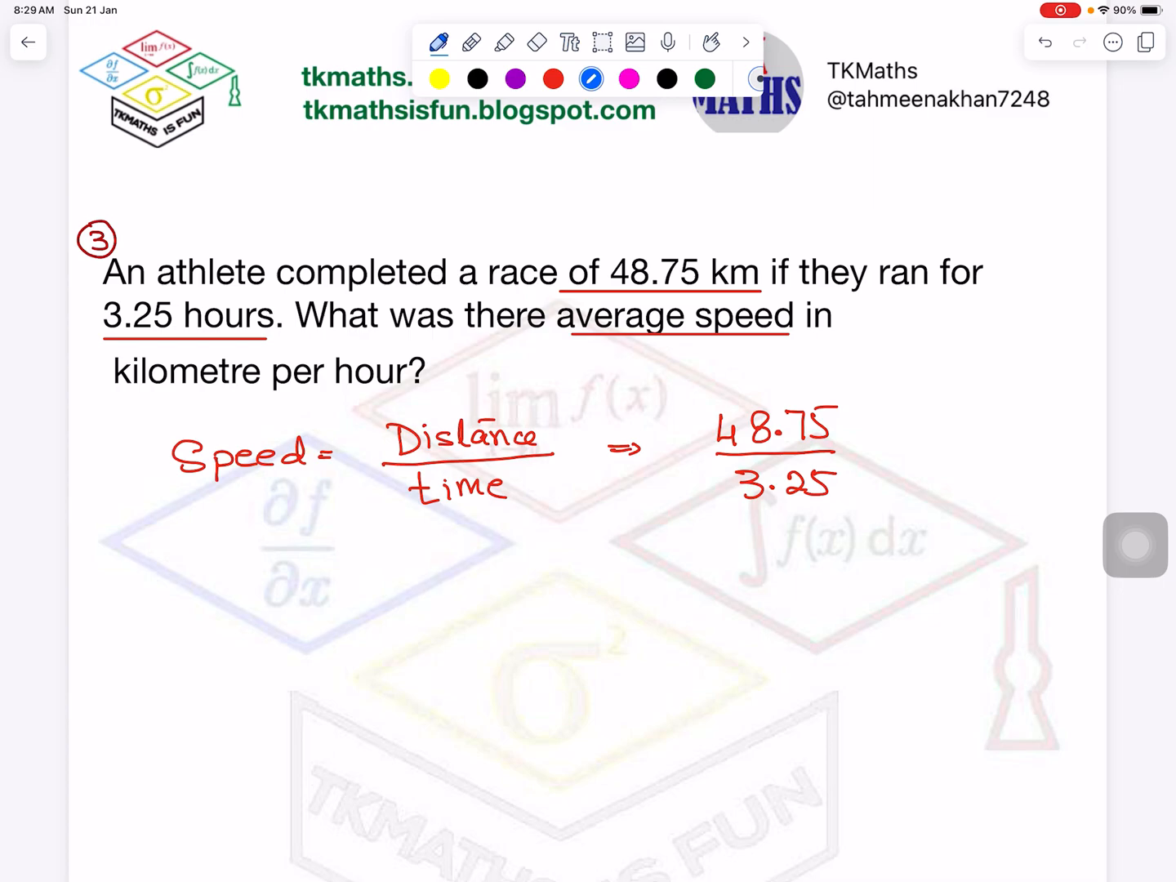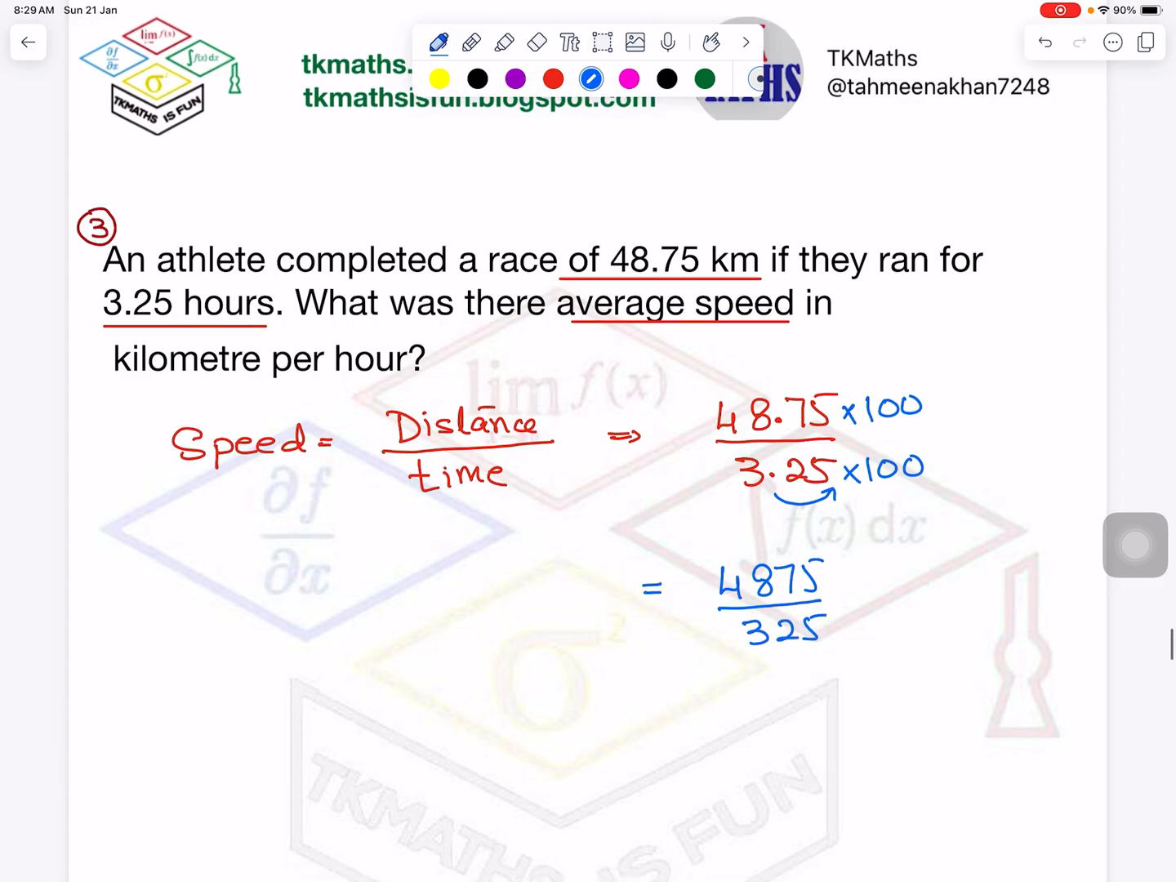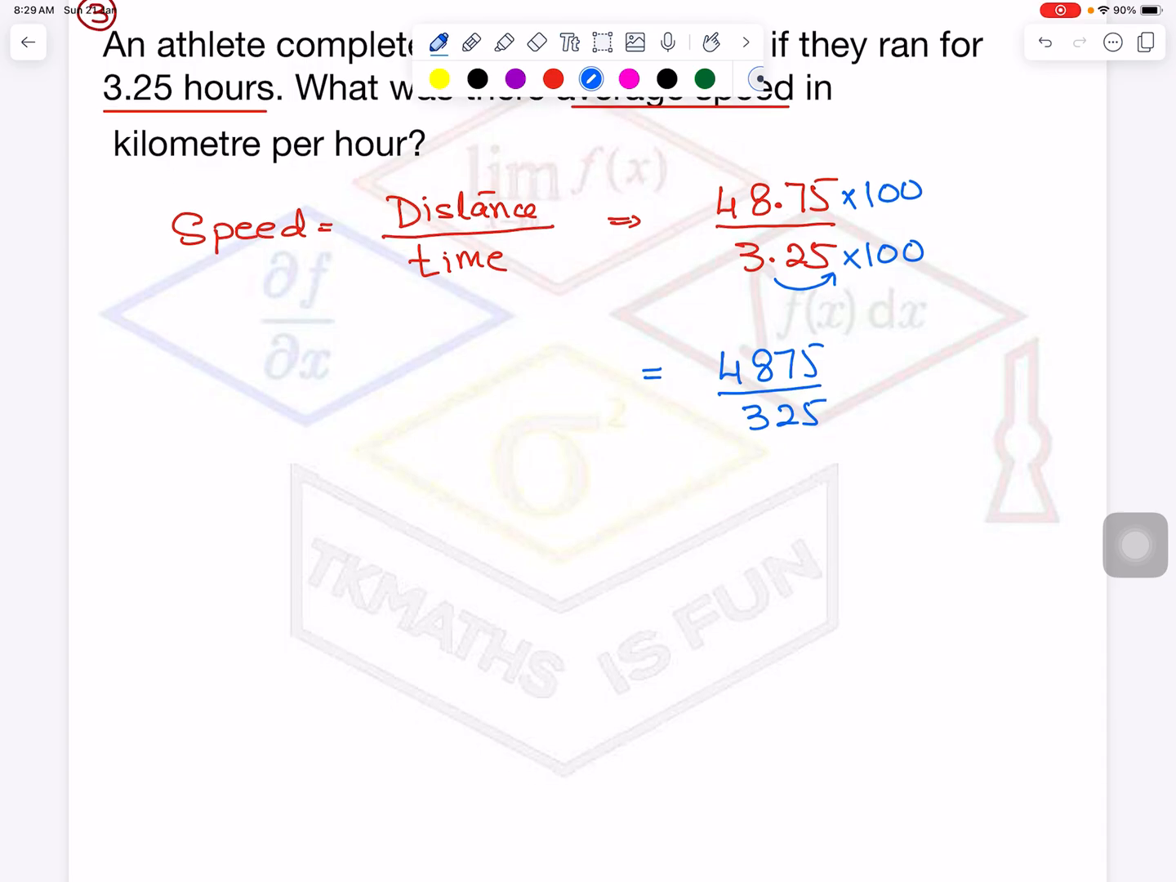So I need to remove the decimal from the denominator. After the decimal there are 2 digits, so I will multiply it by 100. And the same operation I will apply in the numerator also. So it will become 4875 divided by 325. Now we will do long division.